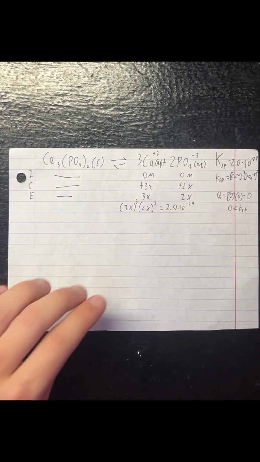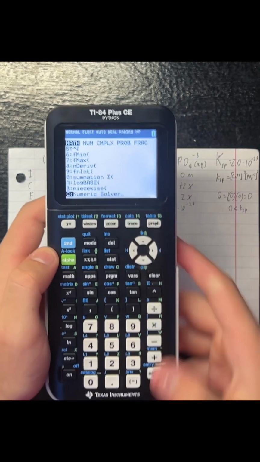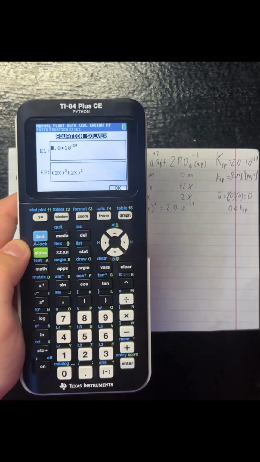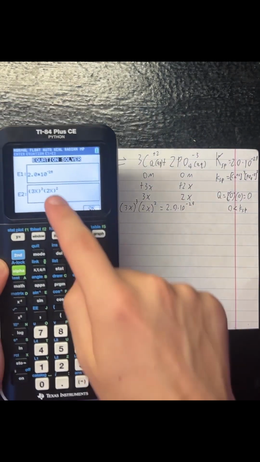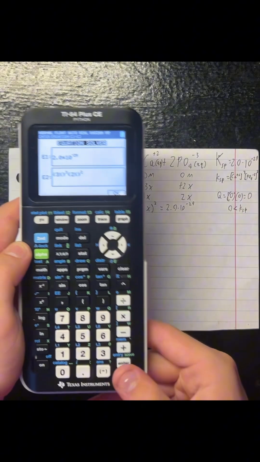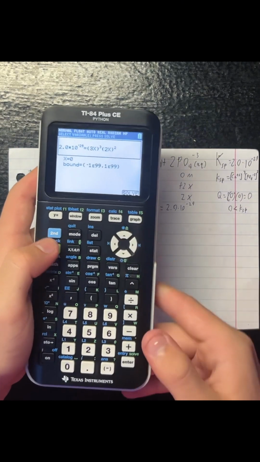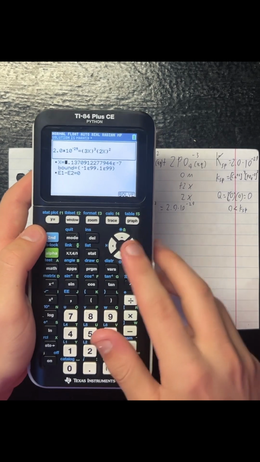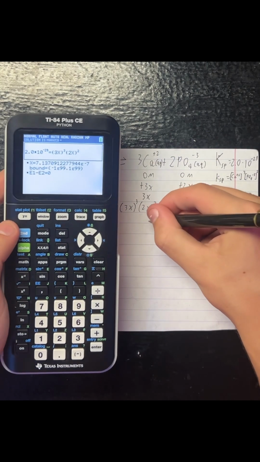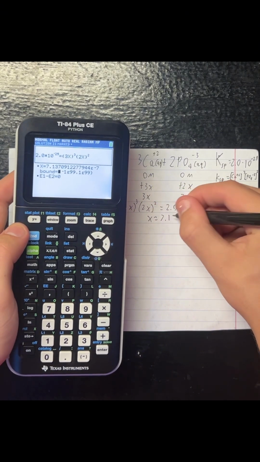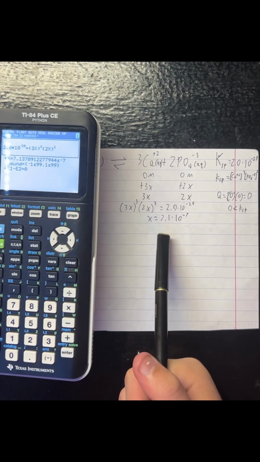Then we go to our numeric solver. We go to math, and we go up, numeric solver, and I plugged in 2.0 times 10 to the negative 29 and (3x) cubed times (2x) squared. Once you plug that in, press enter, you make the 0, you go up, and you go to alpha solve. What do you get? 7.1 times 10 to the negative 7. So our x is equal to 7.1 times 10 to the negative 7.